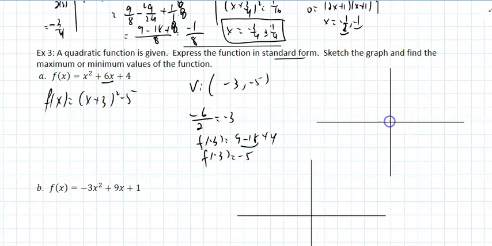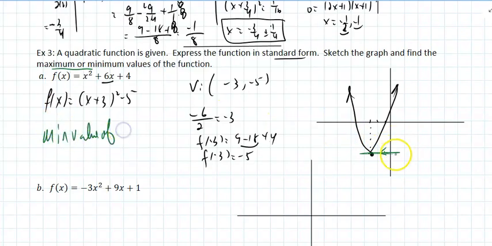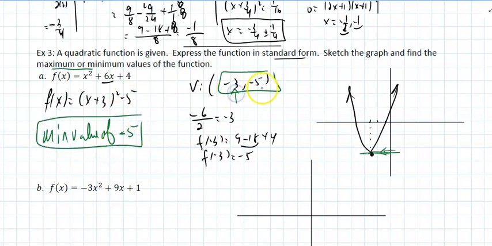Sketch a graph. 1, 2, 3, 1, 2, 3, 4, 5, and a rough sketch will do. You don't have to be exact. There it is. And then if they say find the maximum or minimum value, well, look at this graph. Isn't that the lowest you could ever get to? So we have a minimum value of, and what's the lowest value you could ever have? The answer is always in there, of -5. If they say, when does that happen? When x equals 3.